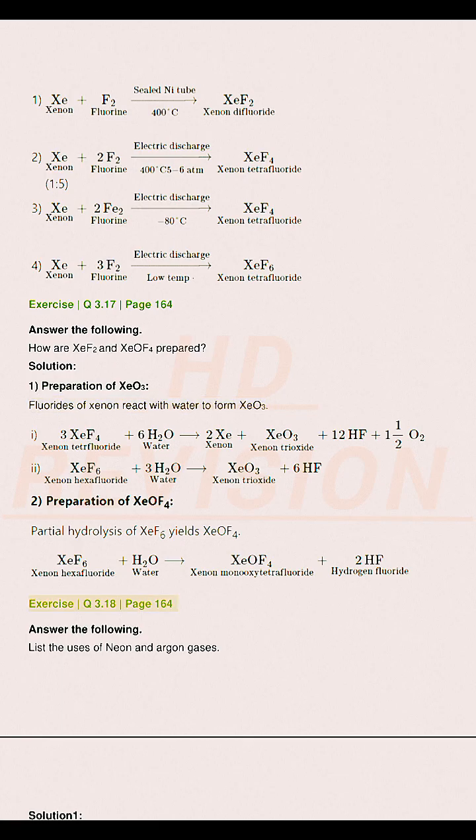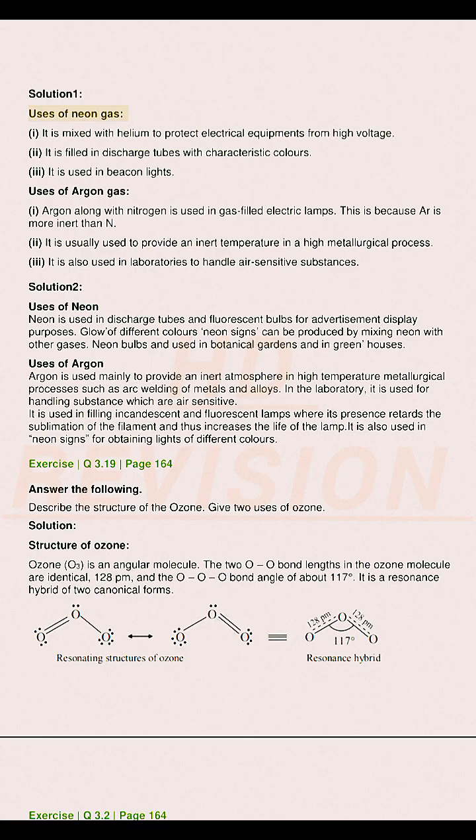Exercise Q3.18, page 164. Answer the following. List the uses of neon and argon gases. Solution. 1. Uses of neon gas. I. It is mixed with helium to protect electrical equipments from high voltage. II. It is filled in discharge tubes with characteristic colors. III. It is used in beacon lights.